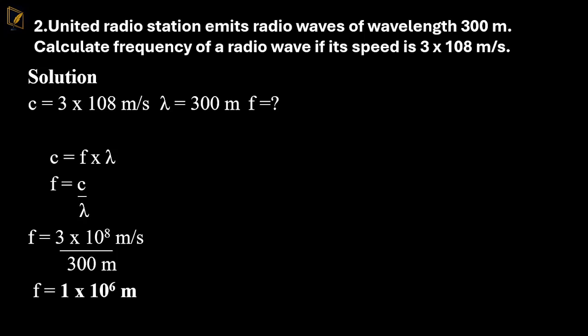So just copy whatever is in the question. The velocity or the speed is 3 times 10 to the power 8. The wavelength is 300 meters. What about the frequency? Looking at the formula, you make frequency the subject. When you make frequency the subject, it will be velocity divided by the wavelength, which will result in 3 times 10 to the power 8 meters per second being divided by 300 meters.